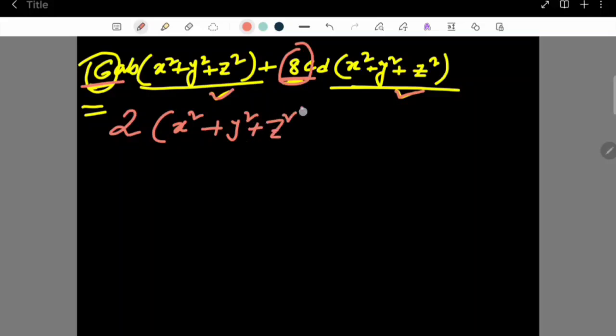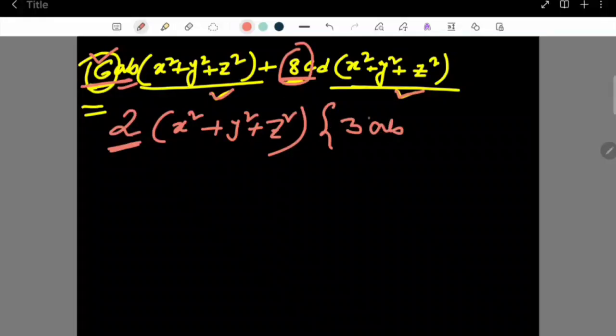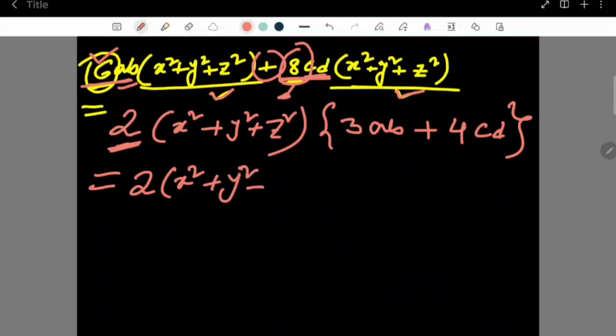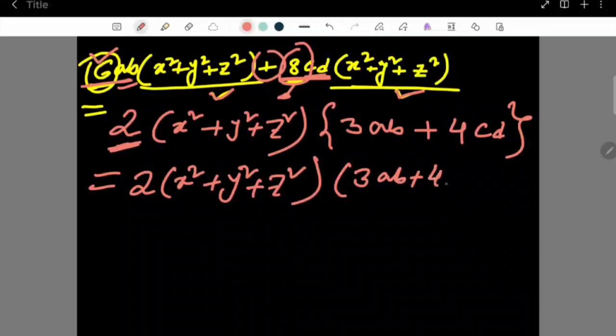If we take this common, what things remain? Here a will remain, and since we have taken 2 out of 6, 2 3s are 6, so 3, and this ab will remain. In the second term the sign is positive, so we will have a positive sign here. Then from this 8 we have taken 2, 2 4s are 8, so 4 will remain. C and D, these variables remain, and this bracket part is gone. So finally the answer of the factorization is 3ab plus 4cd.